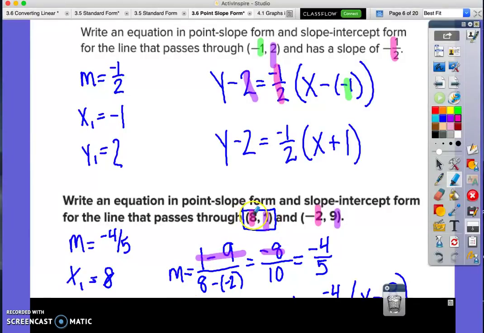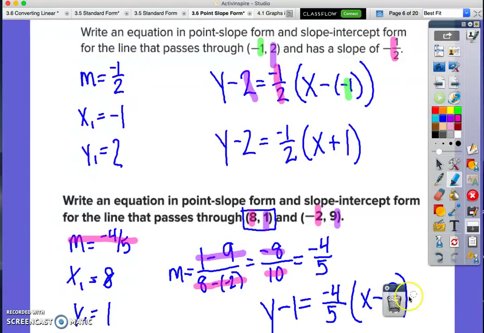So I started with the 1, so I'm going to start with the 8. So 8 minus a -2. Minus a negative changes to plus. So 8 plus 2 is 10. This can be reduced down to -4 over 5. Both of these were cut in half. So my slope is -4/5. Okay? I can now get this out of here.